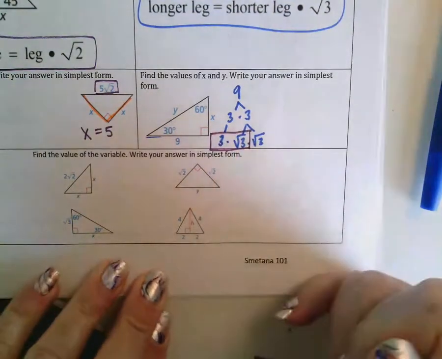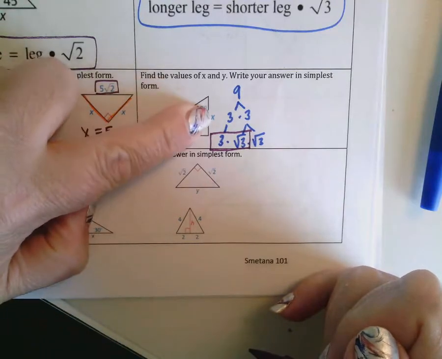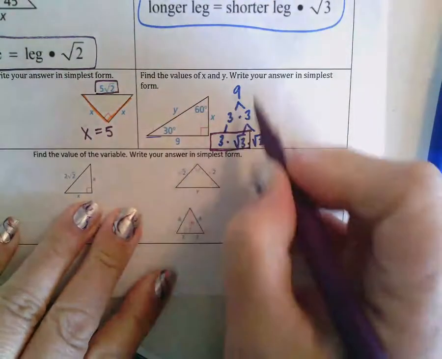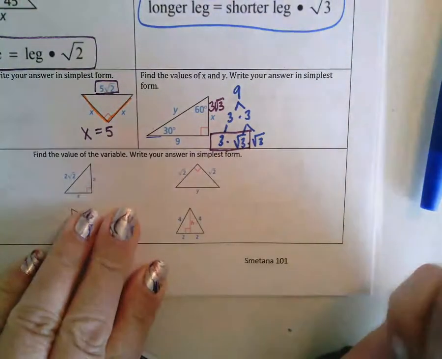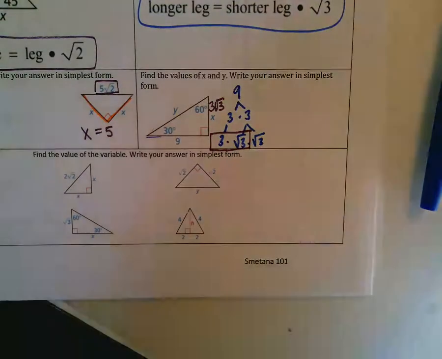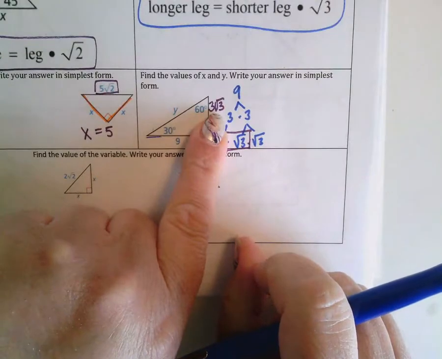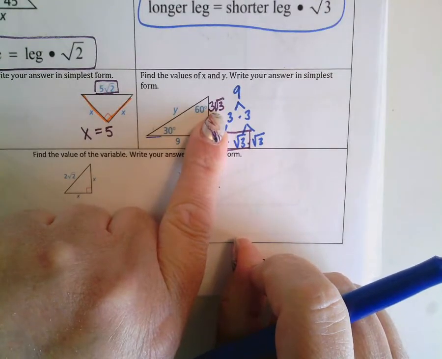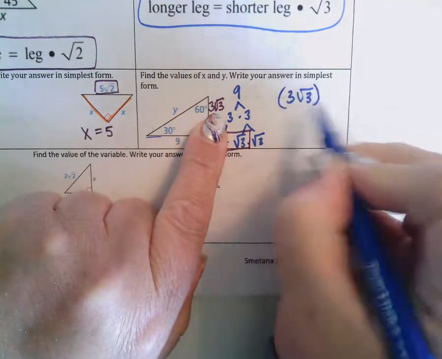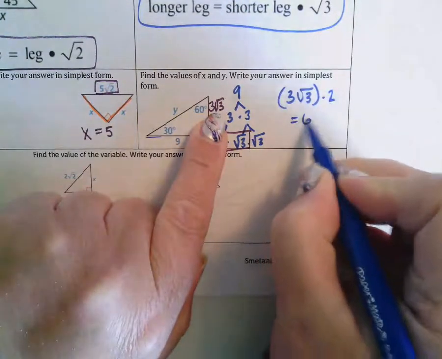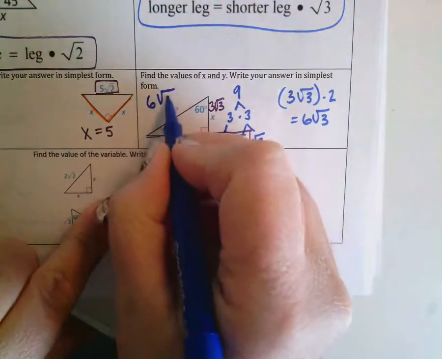Right here. So what is that? That is x. Okay? So x is equal to 3 square root 3. Now for y, you are going to take that number here and multiply it by 2. So 3 square root 3 times 2 is 6 root 3. And that is your y.